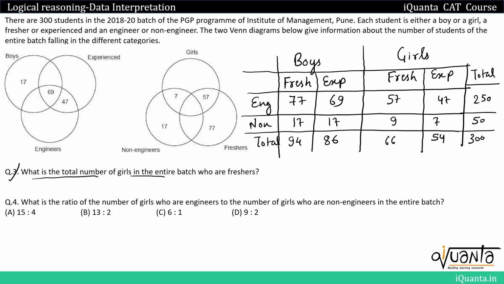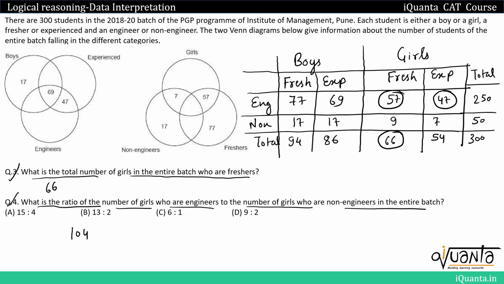So the third question is, what is the total number of girls in the entire batch who are freshers? So girl freshers, it is clearly 66 over here. So 66 will be the correct answer. Last question is, what is the ratio of number of girls who are engineers? So girls and engineers, it will be 57 plus 47, 104. To the number of girls who are non-engineers in the entire batch, 9 plus 7, which gives me 16. So what is the ratio? If we take 8 common, we get 13 ratio 2. Option B will be the correct answer.